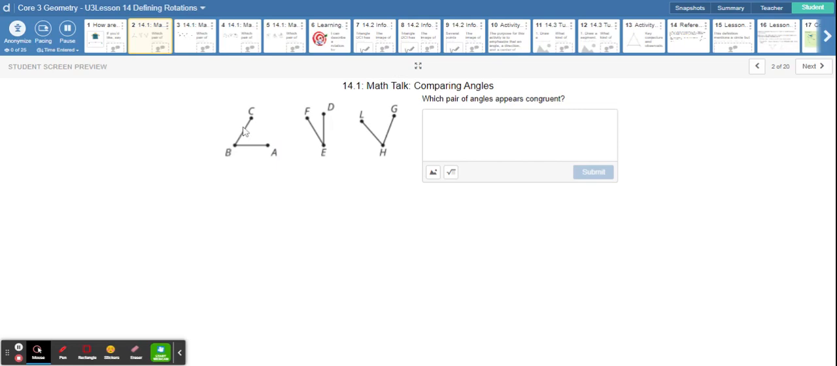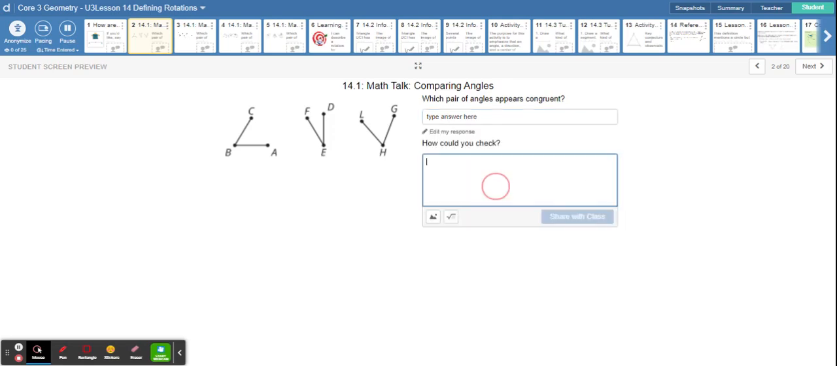So remember, we name angles using the 3 letters. This would be CBA. We always put the B in the center because it's the vertex. So you can name whichever 2 angles appear to you to be congruent. You're going to type it in here, submit, and then give an answer to this question about how you could check to see if those 2 things were congruent. So pause your video here and do slides 2 through 4.